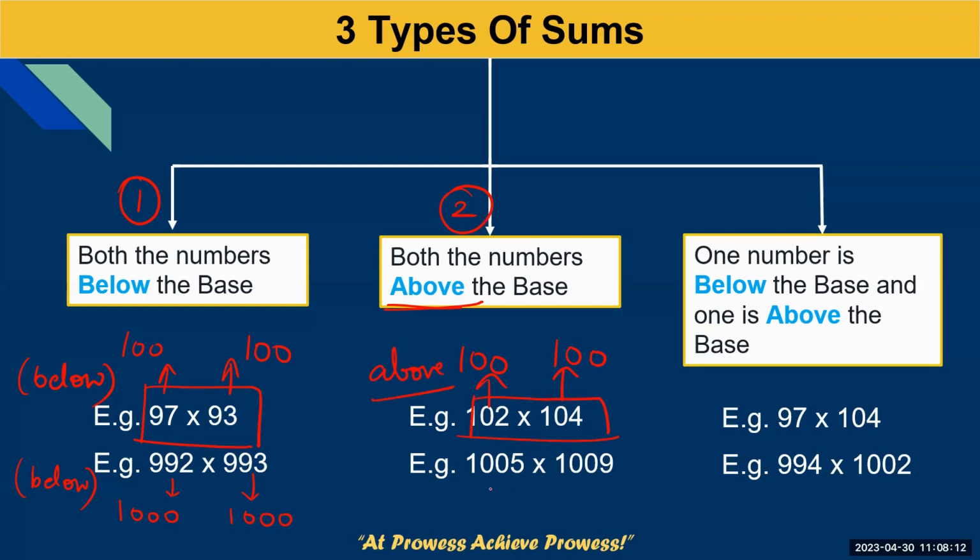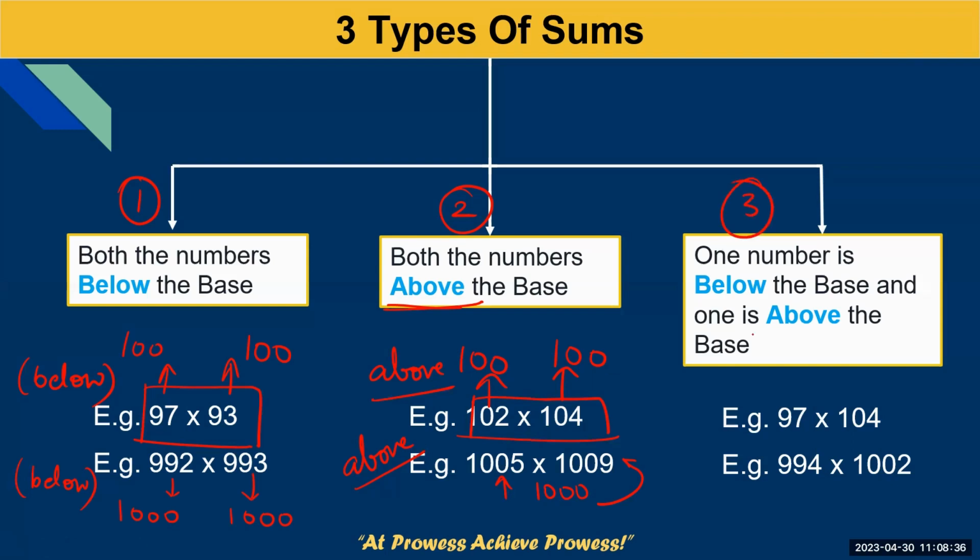Yes. Next, for 1005, your base number will be 1000. For 1009 also, your base number will be 1000. And in both the cases, again, I can say that my numbers are above my base number. I hope these two categories are clear to everyone. Now we'll see the third category.